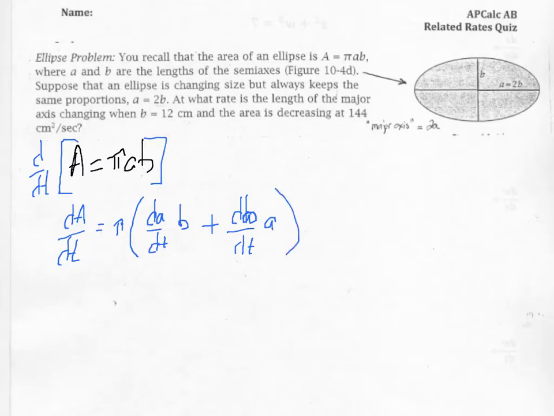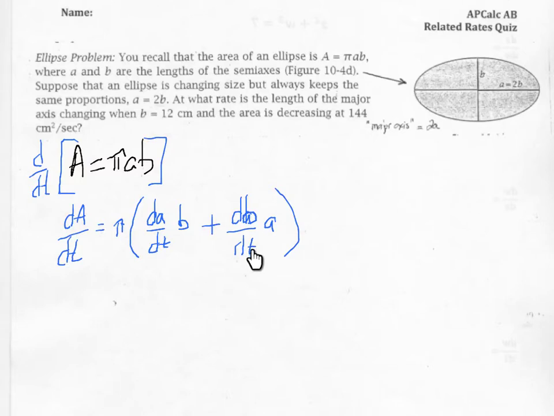So all of this here is the derivative of the first times the second plus the derivative of the second times the first. Now at this point I know what dA/dt is. I know what b is. I'm sort of looking for da/dt. If I can find da/dt, it's pretty straightforward to figure out what d2a/dt is going to be. But what I don't know is what db/dt is. And there are two ways you can do this.